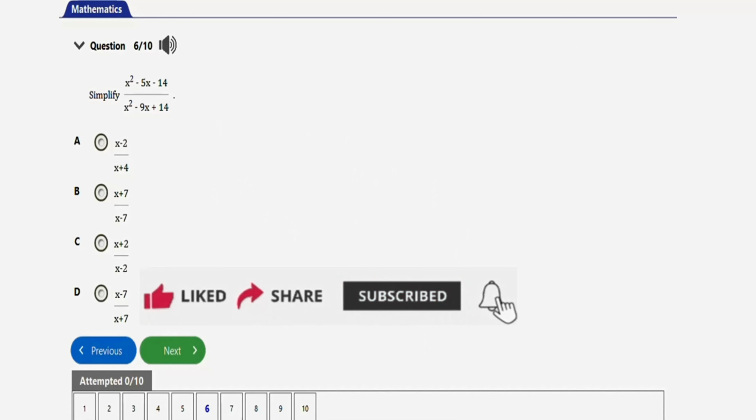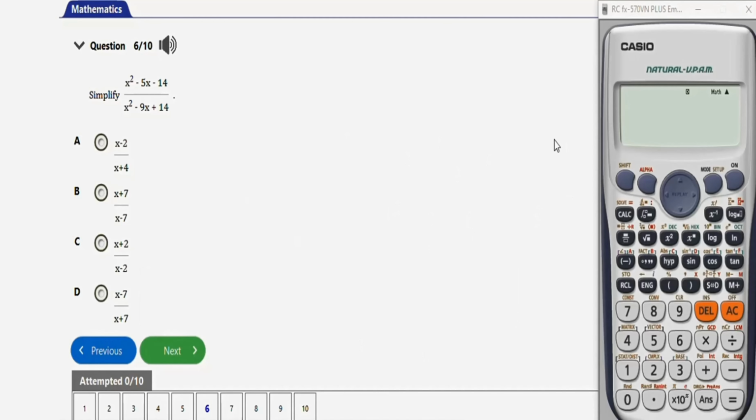Let's get a calculator. Alright, so for this question we only have one variable here, x. Our x is still stored as 2 on this calculator. We have not reset this calculator, so this 2 is still stored. Let's use this stored 2 to simplify the fraction we have here. So we have x square minus 5x minus 14, over x square minus 9x plus 14.